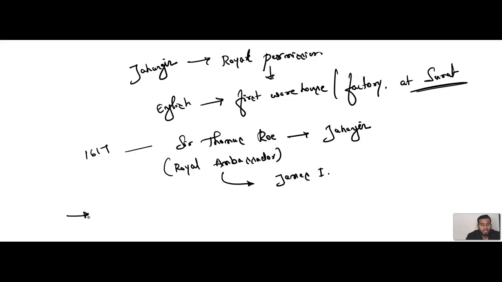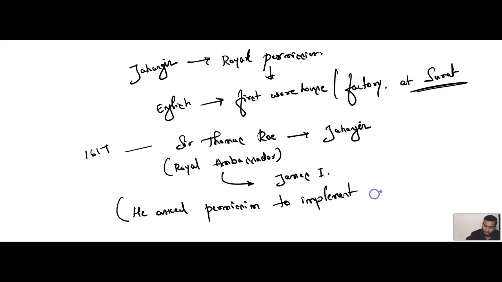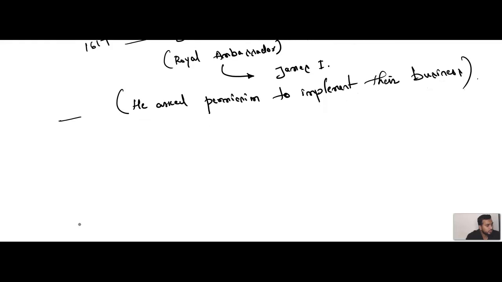Understood? Next, after the English established factories, what did Sir Thomas Roy do? What was his work? He asked permission to expand their business and start establishing more factories. Any doubts? So what did Jahangir do? He gave the permission even for that.